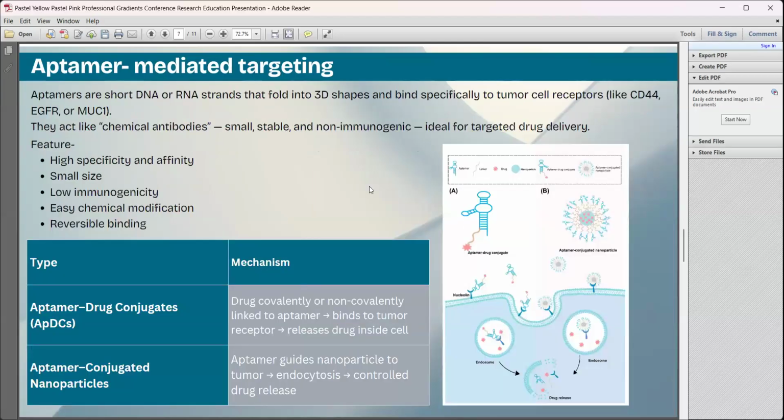Aptamer mediated targeting. This targeting method uses short single stranded DNA and RNA molecules called aptamers to deliver drugs specifically to the cancer cells. The best thing is that they form 3D shapes. They are highly specific and have high affinity towards cancer cells and have a wide range of targeting. So they act like chemical antibodies.